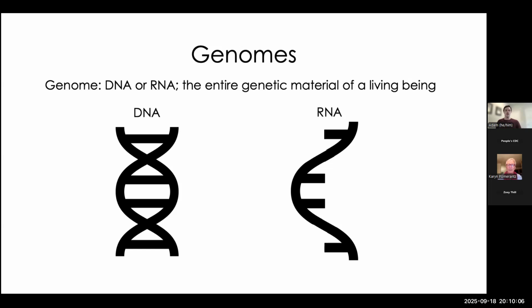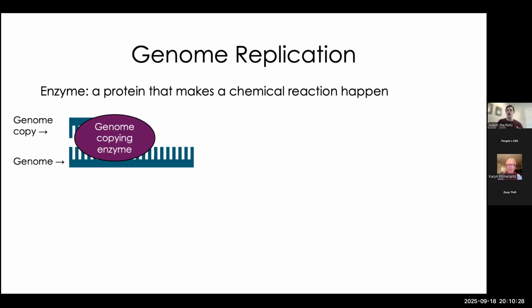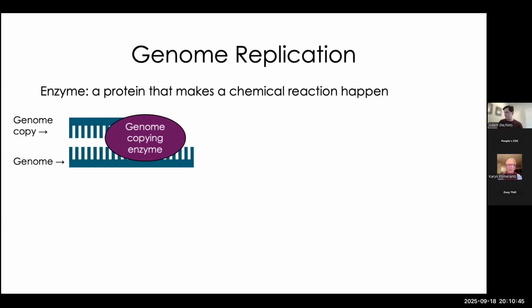And to understand how variants work, we need to understand how genomes are replicated, how copies are made inside the body. And so to understand that, we need to know what an enzyme is, which simply is just a protein that helps make a chemical reaction happen. And these are crucial for genome replication. So a simplified version of that: here on the bottom, the blue bar is a genome. And then on the top is the copy that's being made. And then the purple oval is a genome copying enzyme. So it goes along the genome, reads it, and makes a copy of it like this.